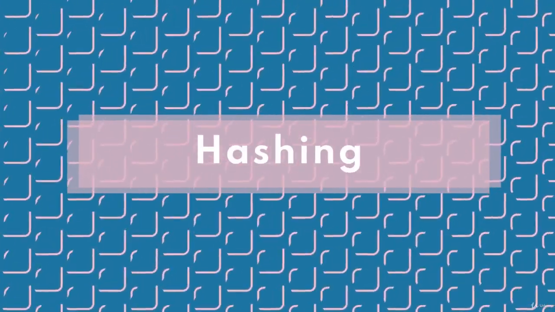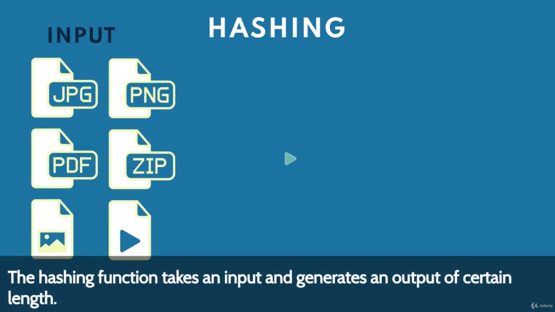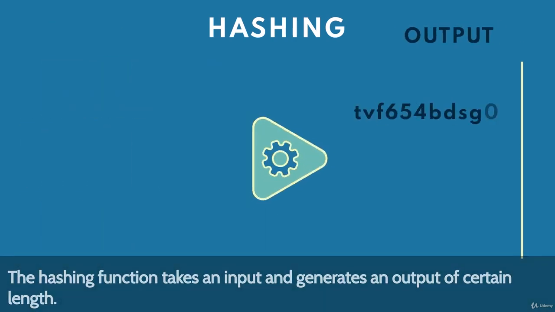Hashing. One other cryptographic function related to the blockchain is called hashing. A hashing function takes an input and generates an output of a certain length.